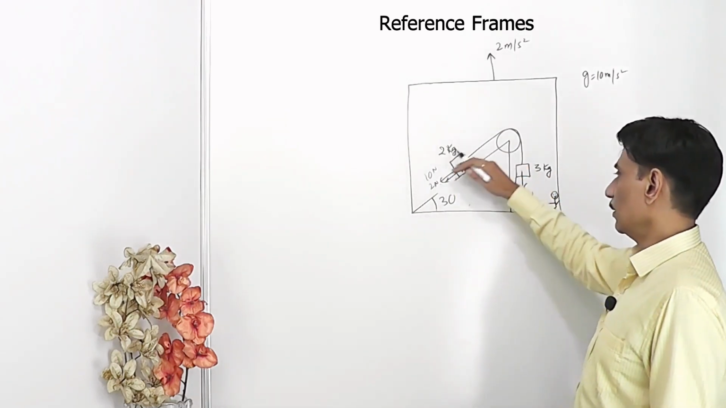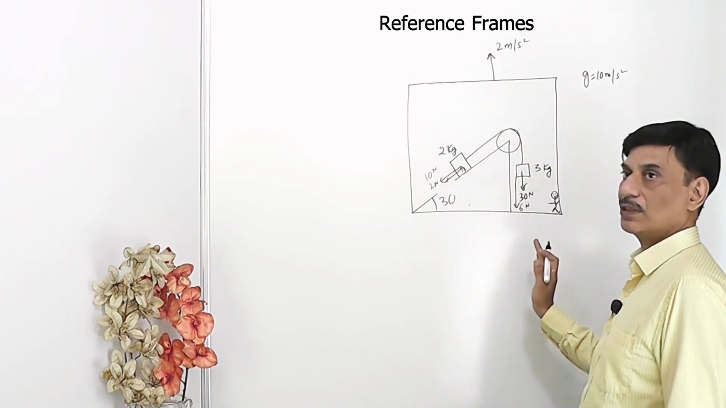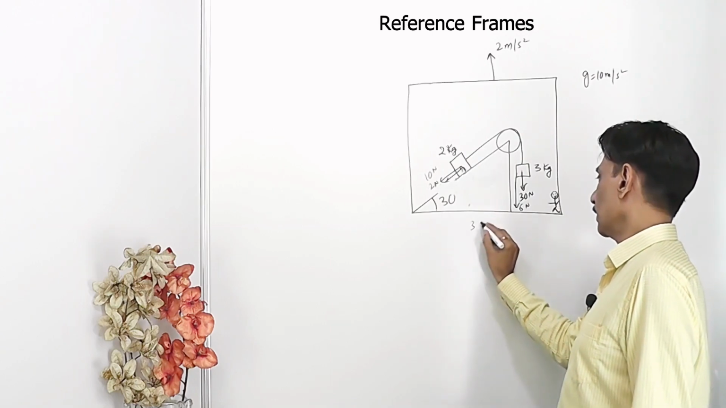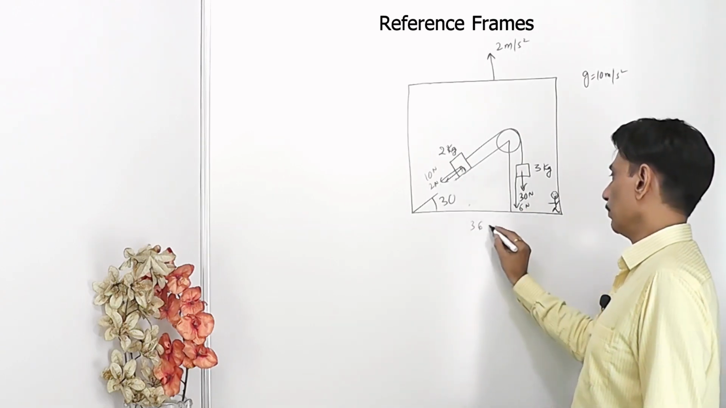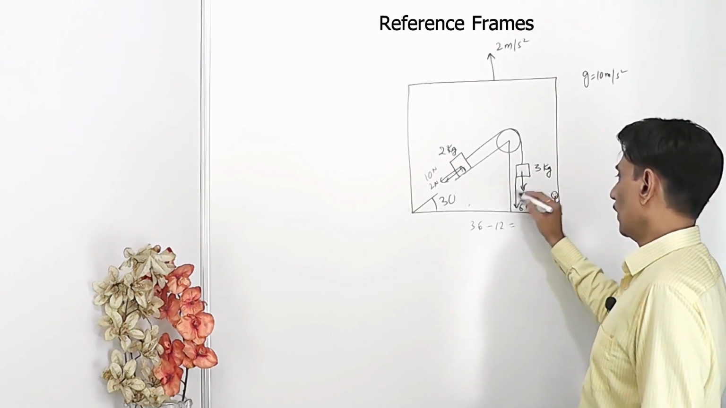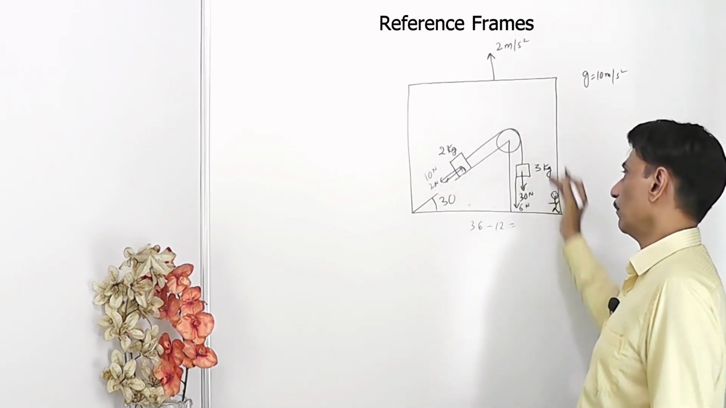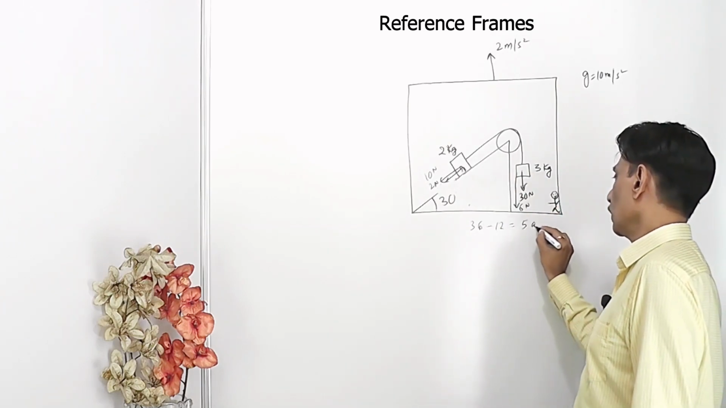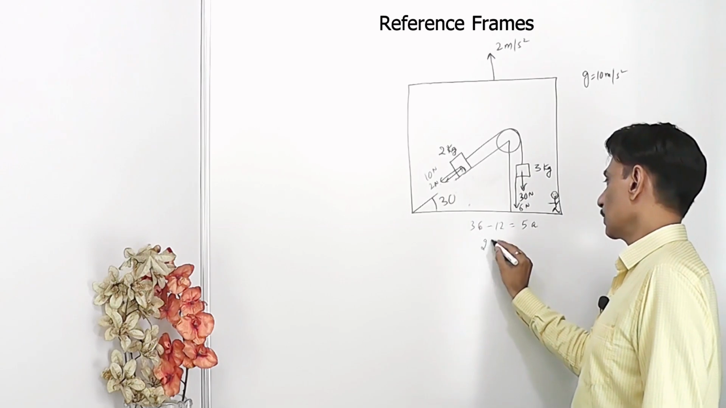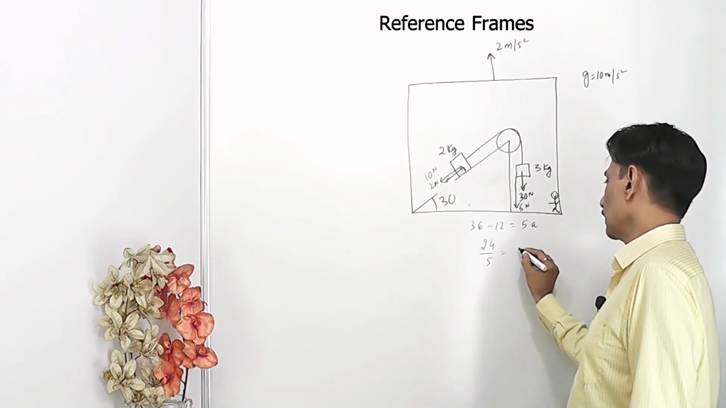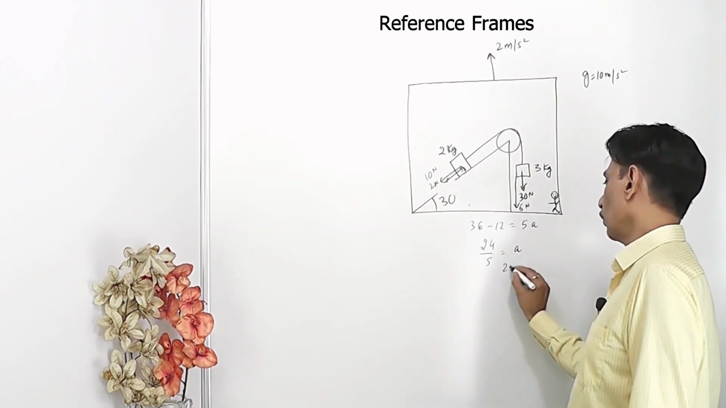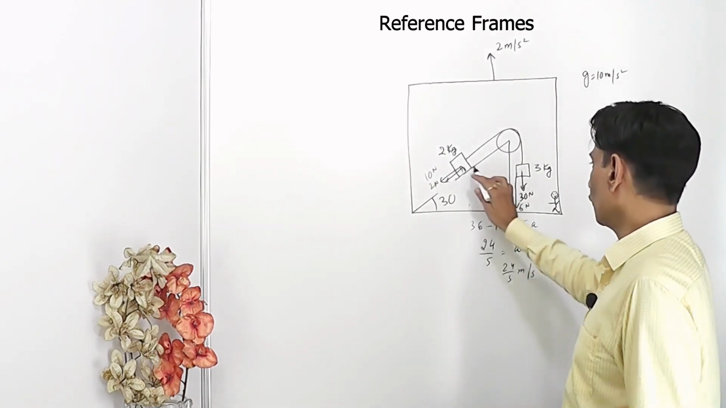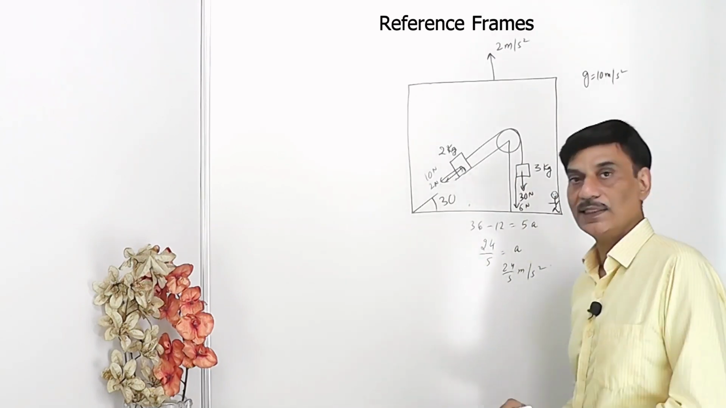This force is greater than this force, so eventually the system will move in this direction. The net force along the string this way is 36 Newton minus 10 plus 2, that is 12 Newton, and it equals the total mass times acceleration. This resultant force is responsible for accelerating both the masses, that is 3 plus 2, 5, into a. 36 minus 12 is 24, so 24 by 5 is equal to acceleration. That is 24 by 5 meter per second square, the acceleration of these two blocks as seen by this person.